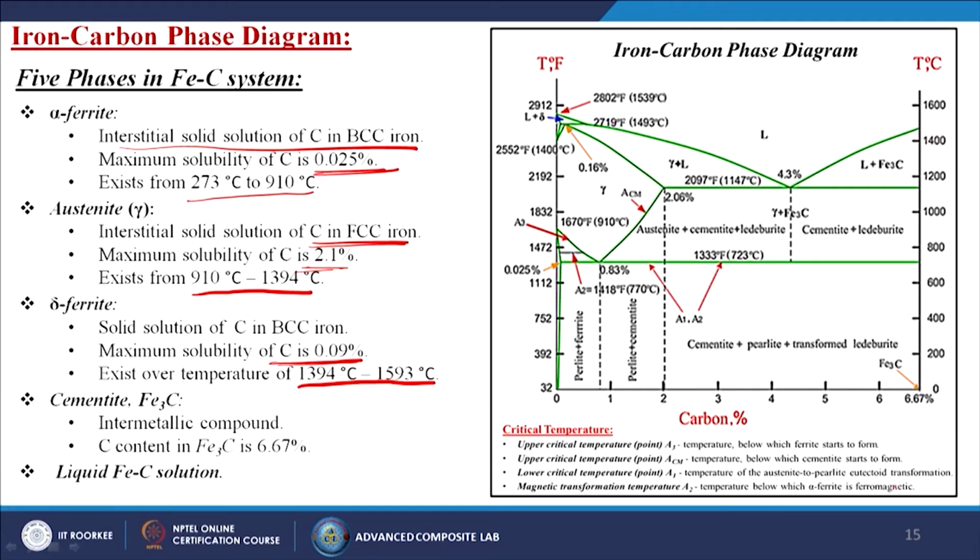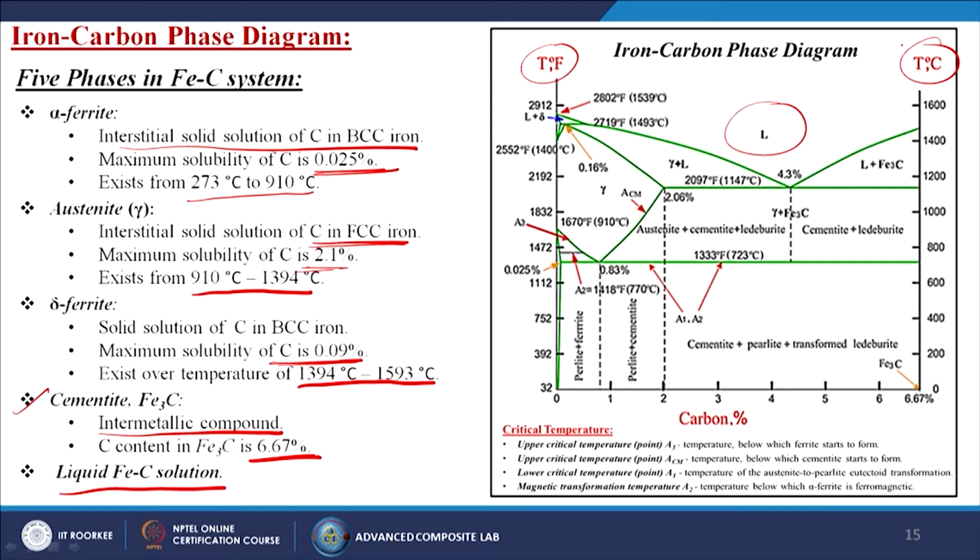Again we move to cementite, which is an intermetallic compound. The C content in Fe3C is 6.67%, and the last one is called the liquid iron carbon solution. In this case you can see there are several things. The carbon percentage is 0.0 to 6.67%, and temperature is increasing in this direction. This is in the Fahrenheit and this is in the centigrade scale.